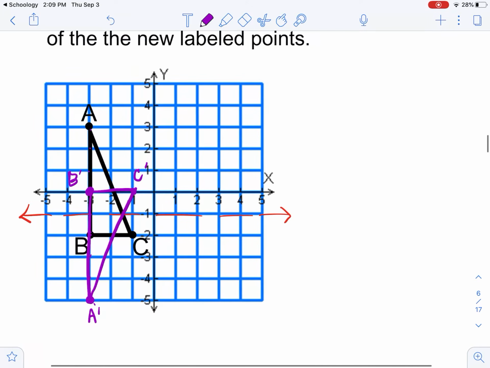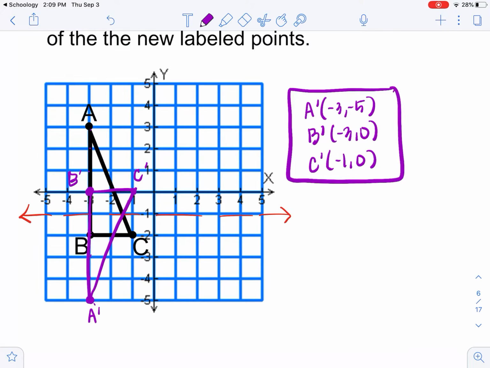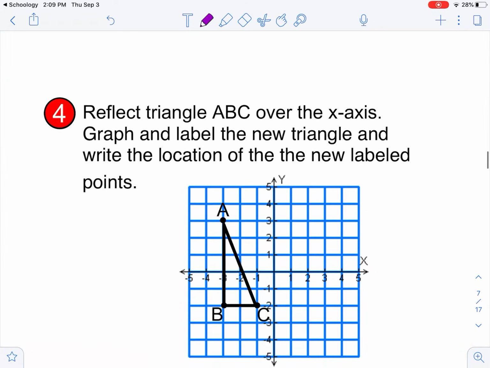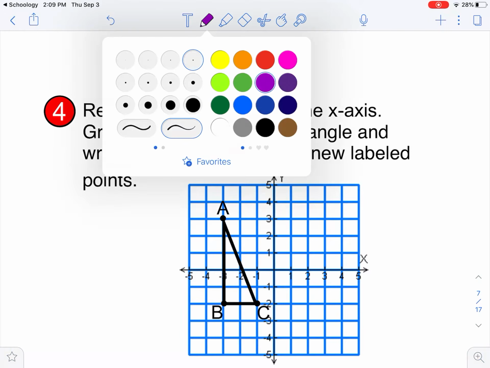And there's my triangle. Time to write down the location of each point. A prime is at negative 3, negative 5. B prime is at negative 3, 0. And C prime is at negative 1, 0. Okay, next one. Go ahead and pause the video and try this one on your own too.